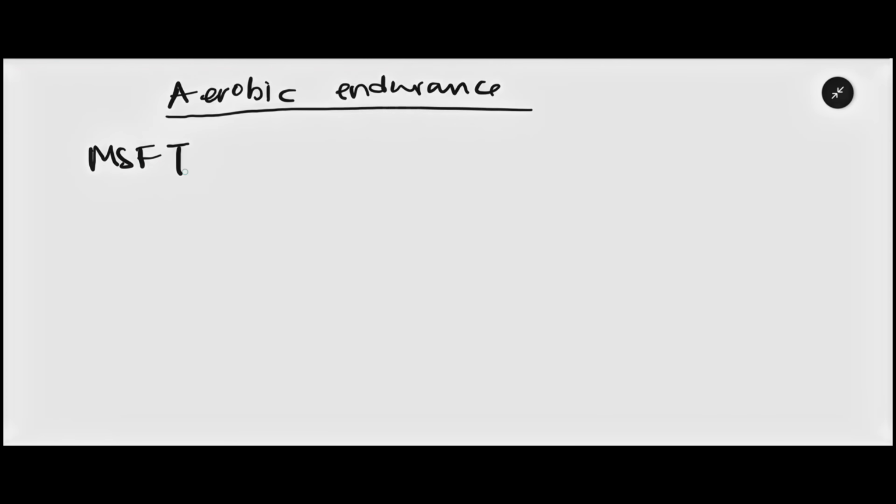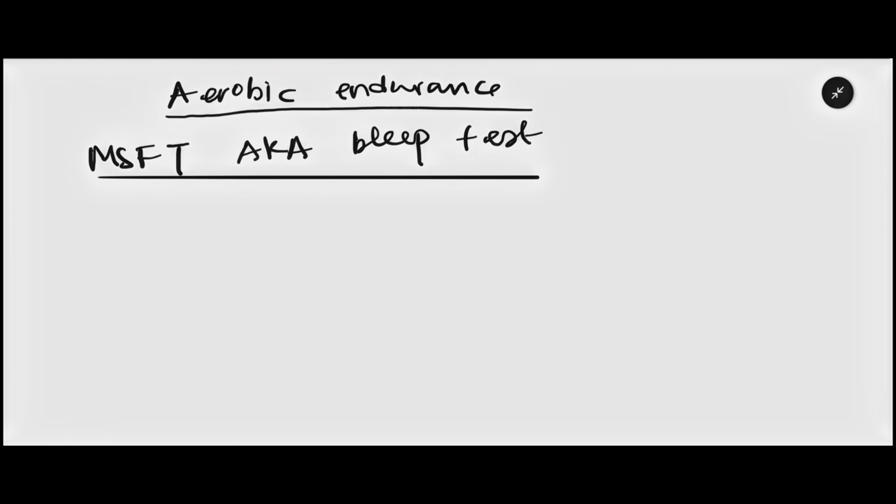Okay, now on to aerobic endurance tests. Gonna start with the multi-stage fitness test, or the bleep test. So just so we can see what this looks like, I'm just gonna draw it out again. So the bleep test works like this.